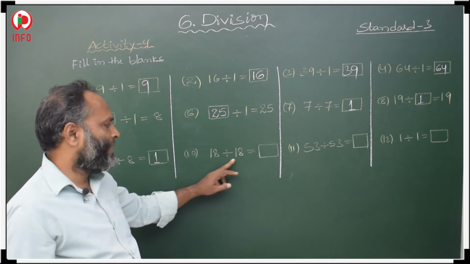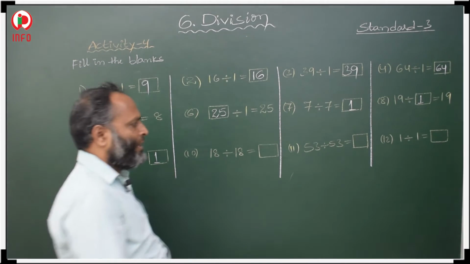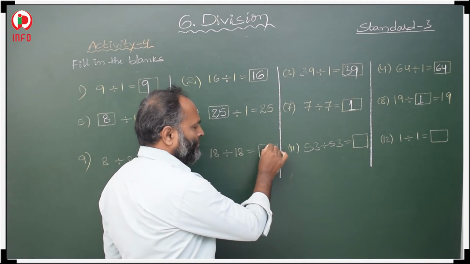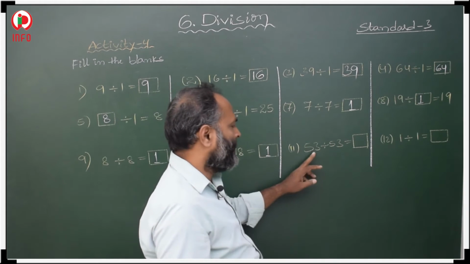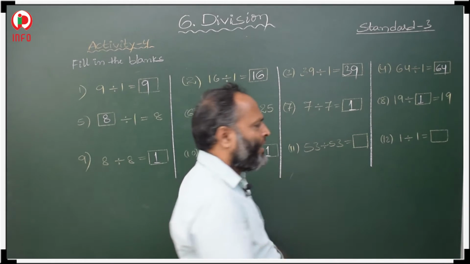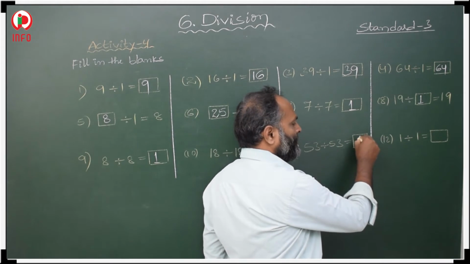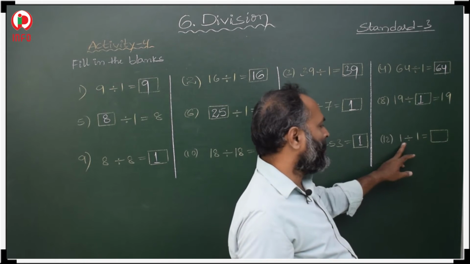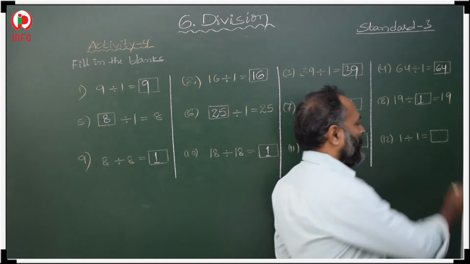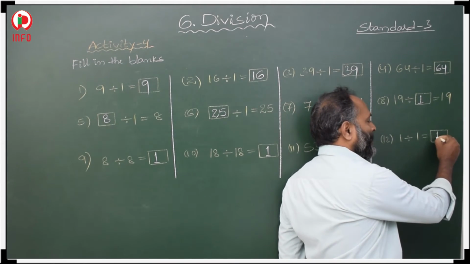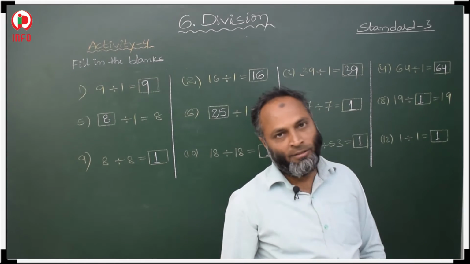If a number is divided by the same number, then the quotient is 1. Here also, the number is divided by itself, then the answer is 1. Here, the number is divided by itself, the answer is 1. Either it is 1, 13, 14, whatever it is. Other than 0 we have to see.